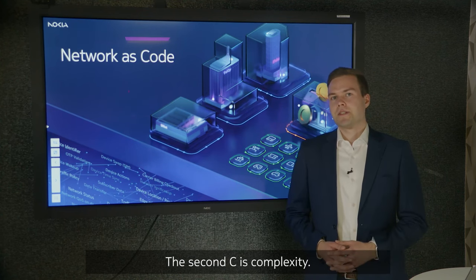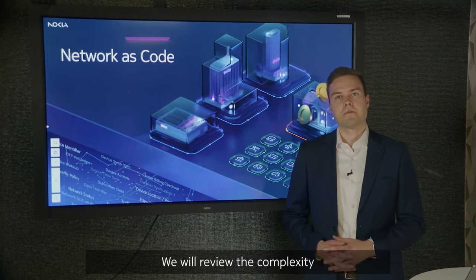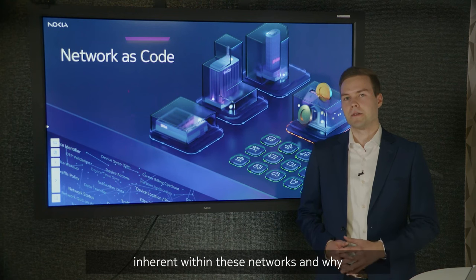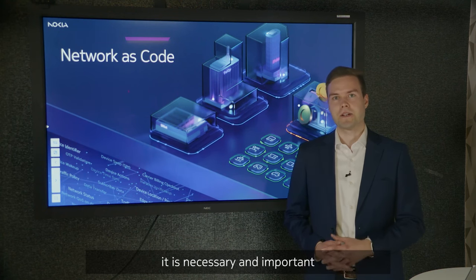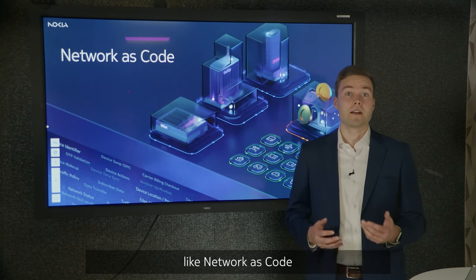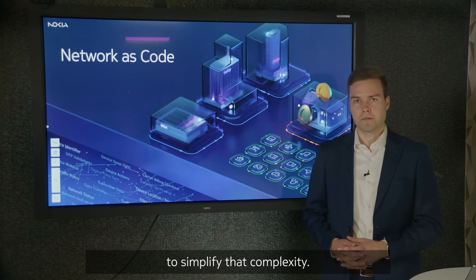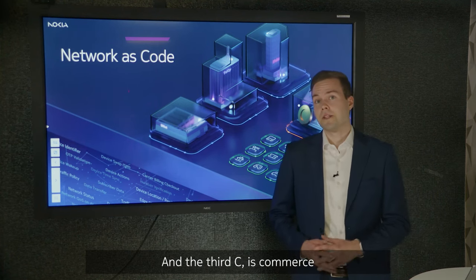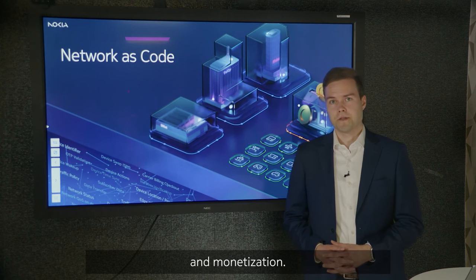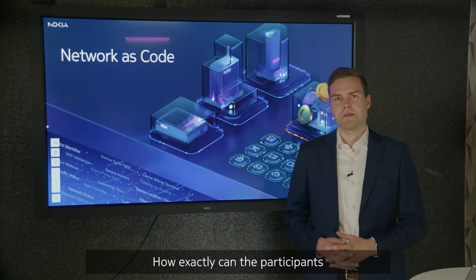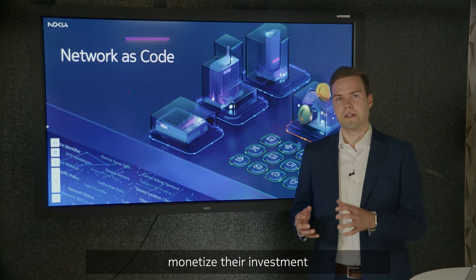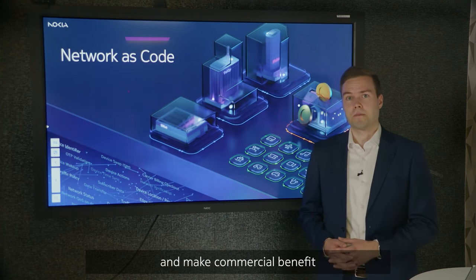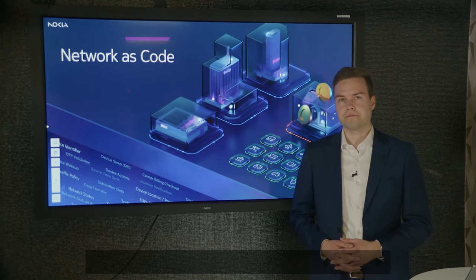The second C is complexity. We will review the complexity inherent within these networks and why it is necessary and important for a solution like Network as Code to simplify that complexity. And the third C is commerce and monetization. How exactly can the participants in this ecosystem monetize their investment and make commercial benefit of the solution?